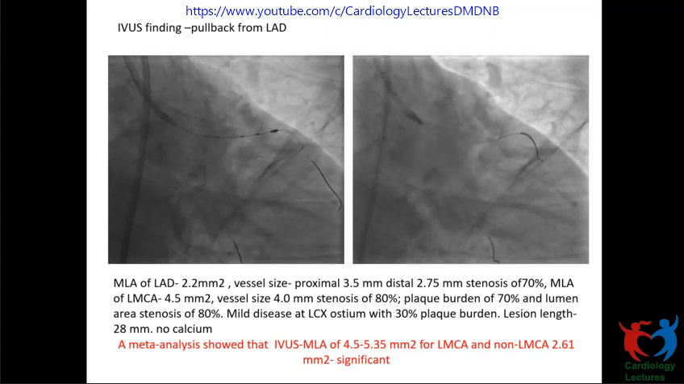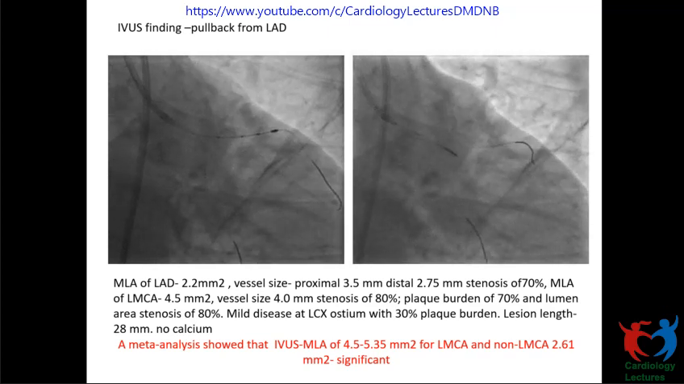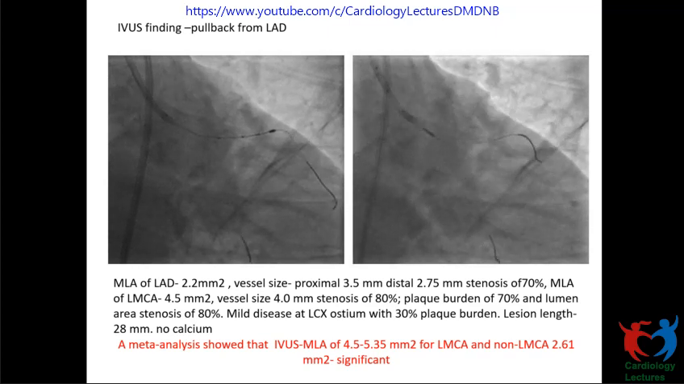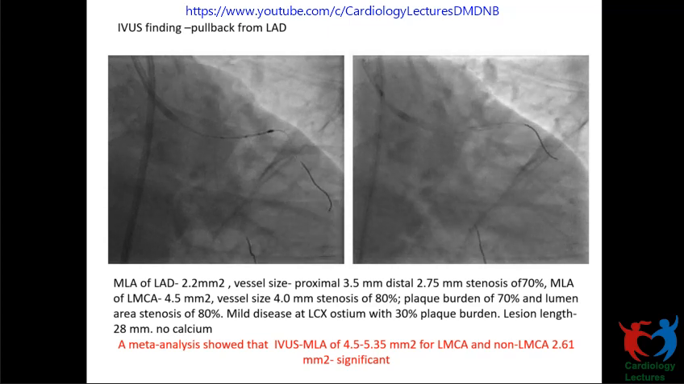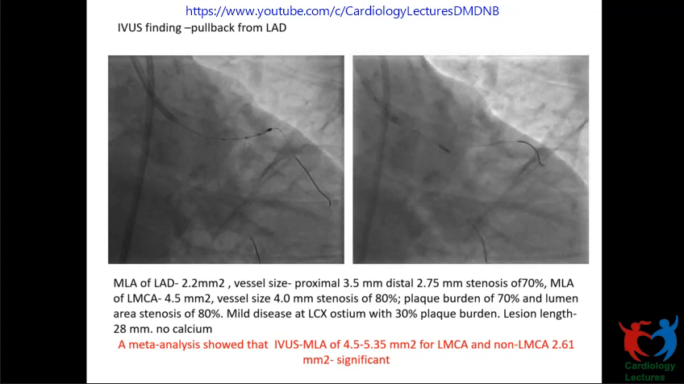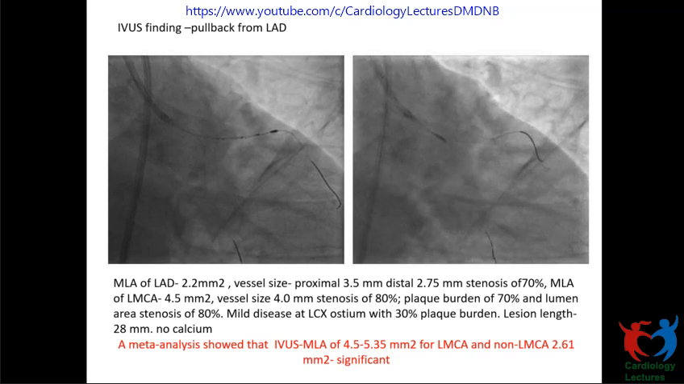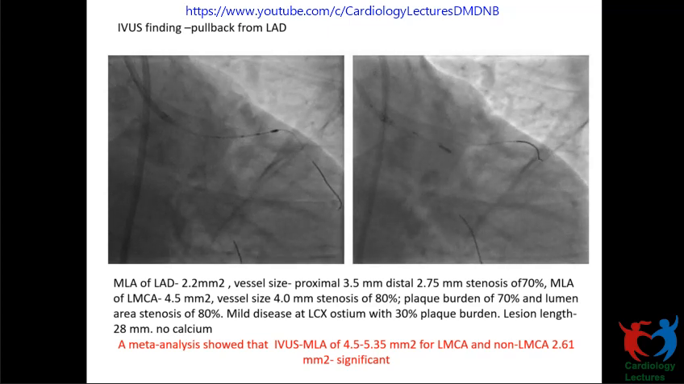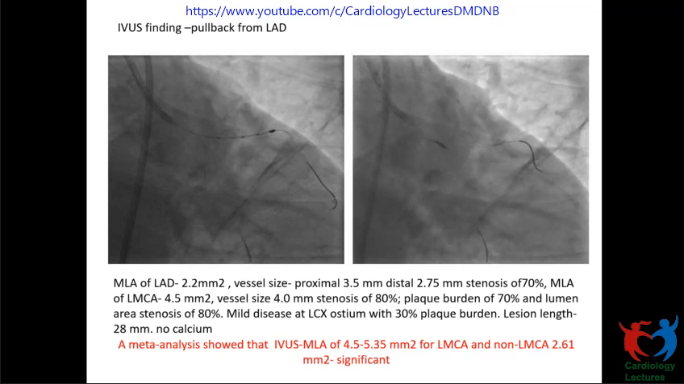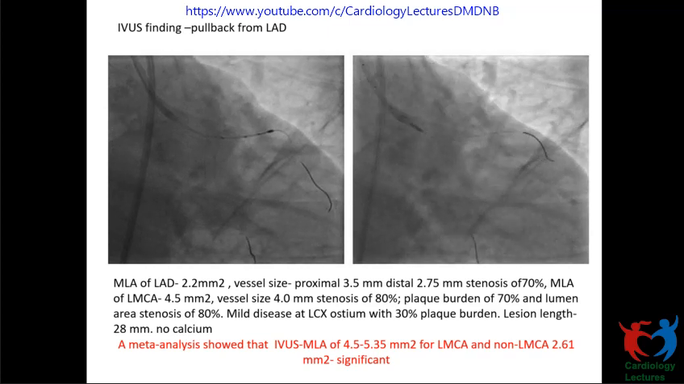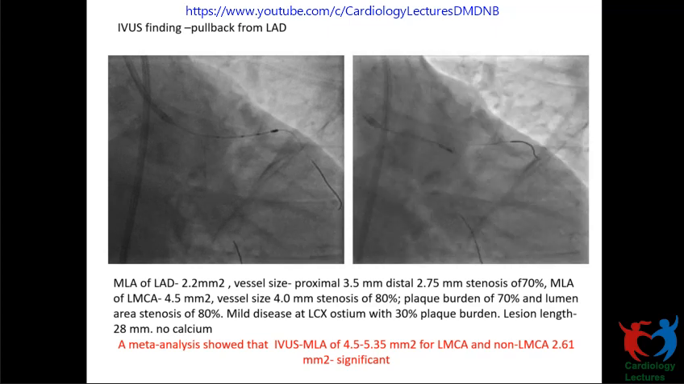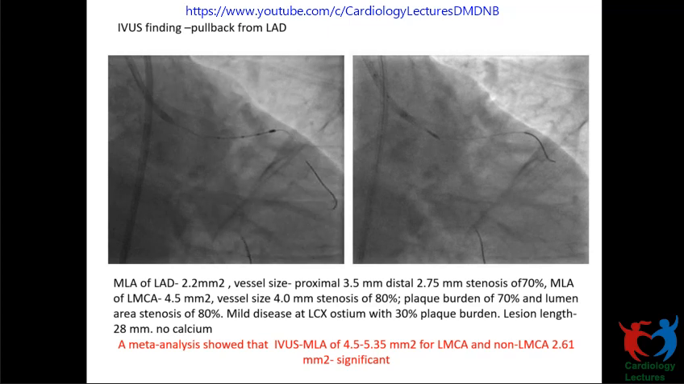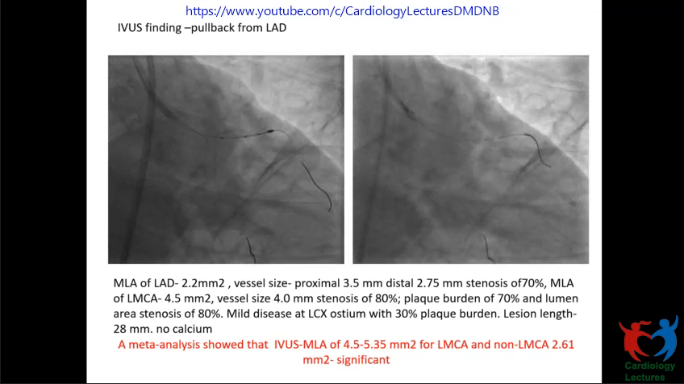So the IVUS pullback from the LAD showed that there was significant disease extending from the shaft of the left main up to the proximal LAD. The vessel size of LAD was around 3.5 proximally, distally it was 2.75, and the left main size was around 4 mm with a stenosis of 80% and a plaque burden of 70%. What was important was that the ostium of the left main was free of disease, and we even saw distally whether the diagonal which was arising from the LAD had any plaque, which was seen to be plaque free.